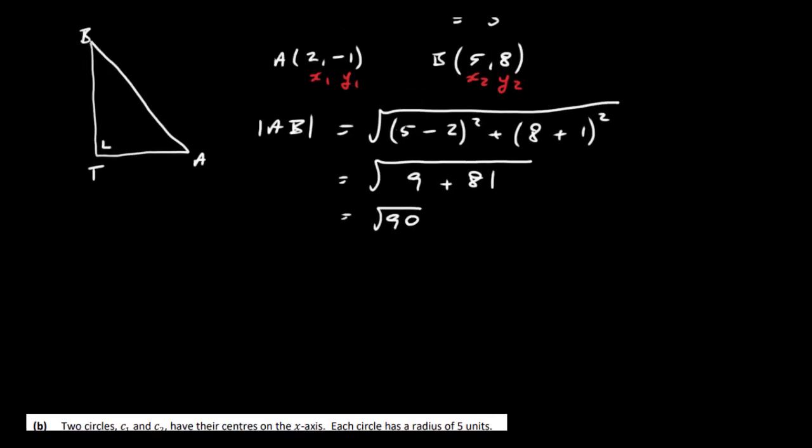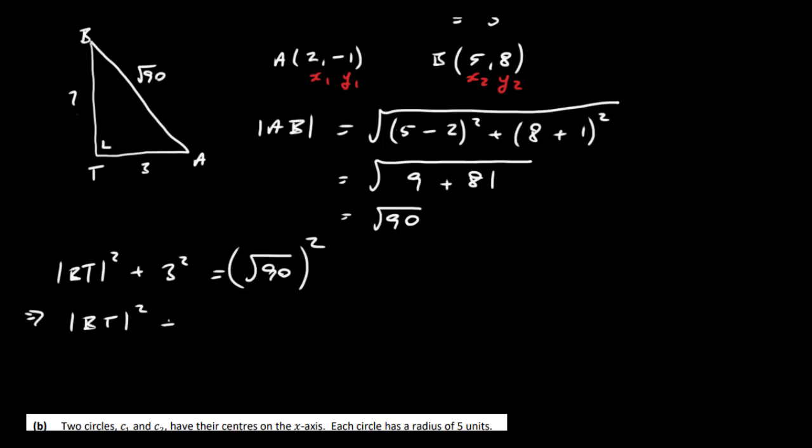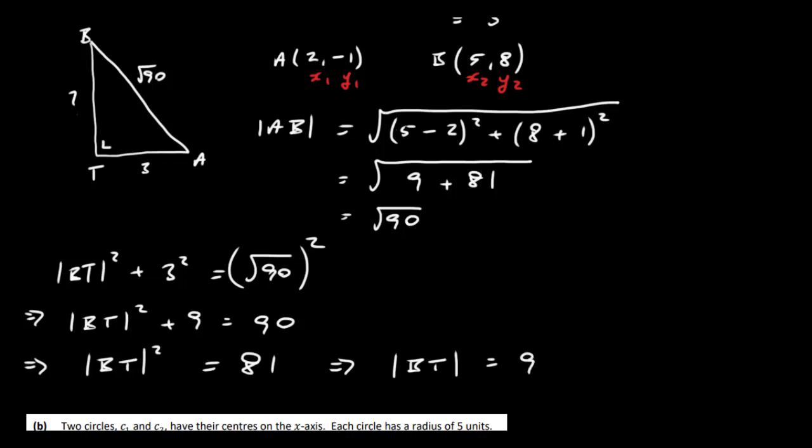Now we've got to find the distance from B to T. We have this distance here as 3, this distance here is the square root of 90, and we've got to work out this distance here. So let's use Pythagoras Theorem. We have the distance from B to T squared plus 3 squared is equal to the square root of 90 all squared. That gives us BT squared plus 9 is equal to 90. So BT squared is equal to 81, and that finally gives us the distance from B to T as the square root of 81, which is 9 units. Okay, so that's the first part of this question done.